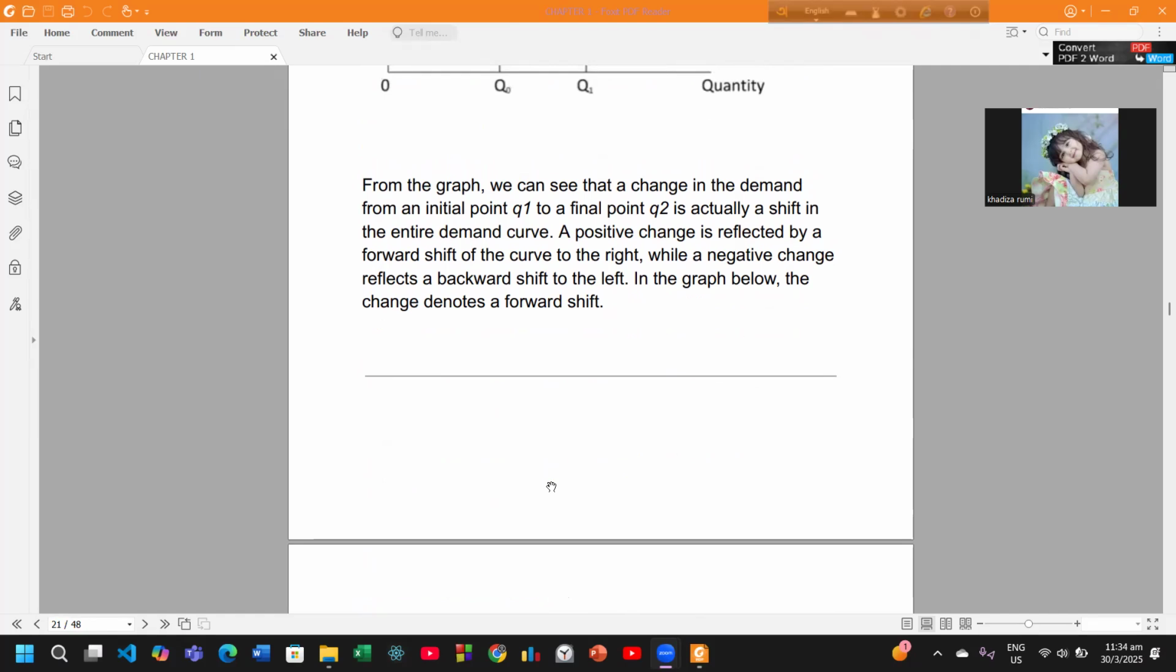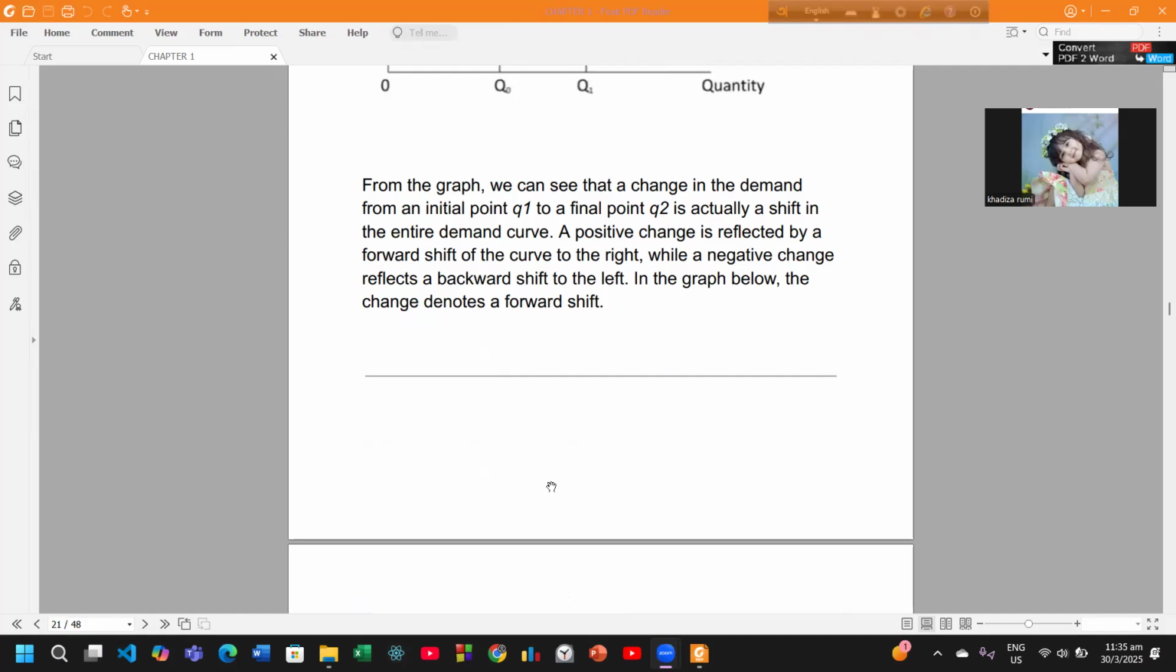Are there different types of demand? Yes, demand can be classified into different types based on its nature. Here are some common types: individual demand, market demand, derived demand, joint demand, etc.